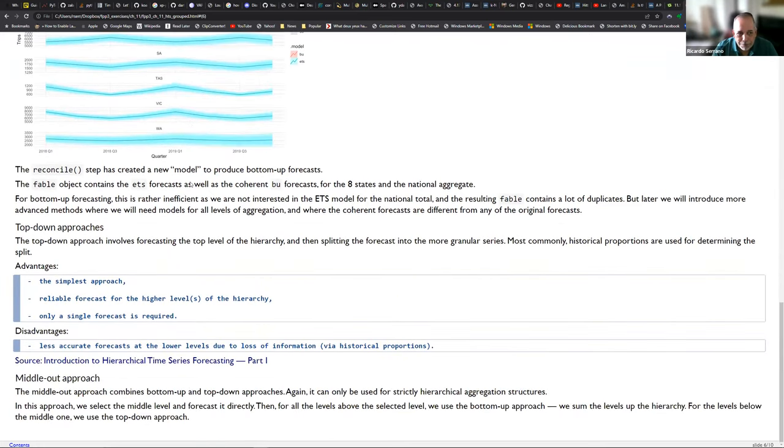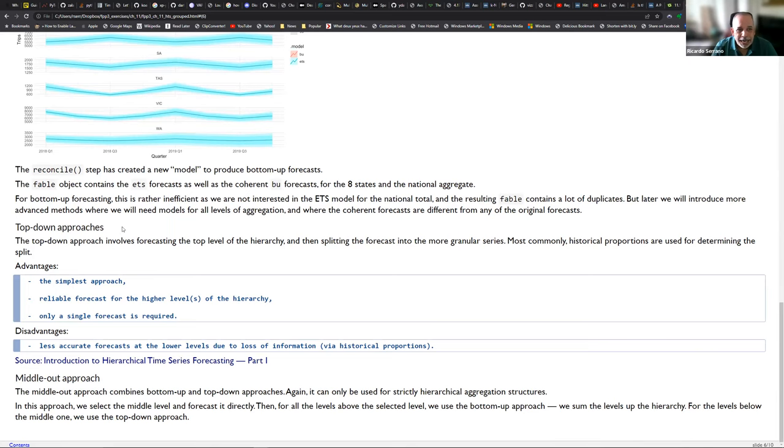All right. So that's one method to do it, right? The bottom-up approach, and we did it at the states level. You can keep going at the region level and using purpose as an indicator for it.